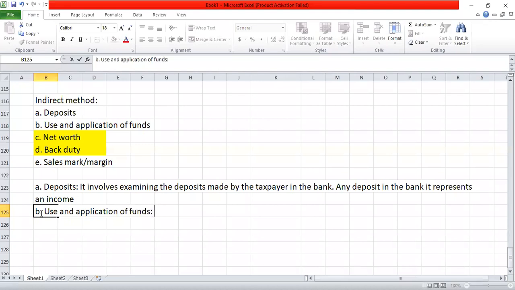Use and application of funds. Using the application of funds, what you do is compare the cash receipts and the cash payments. If the cash payments are more than the cash receipts, the difference represents an unrecorded income.